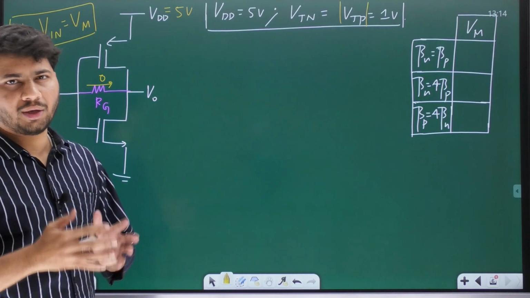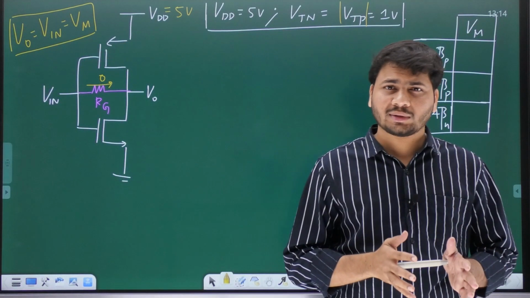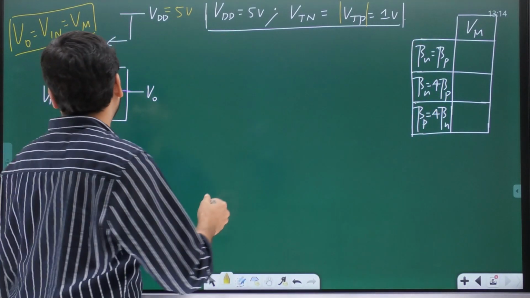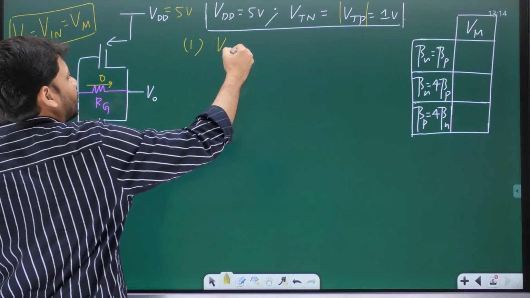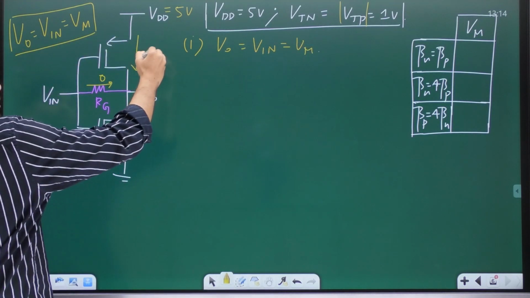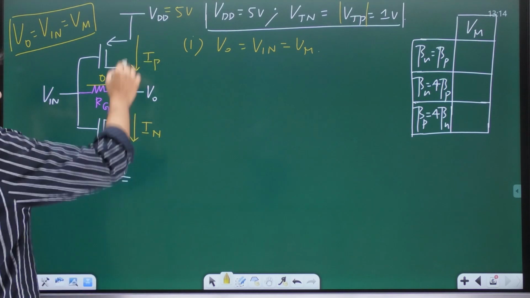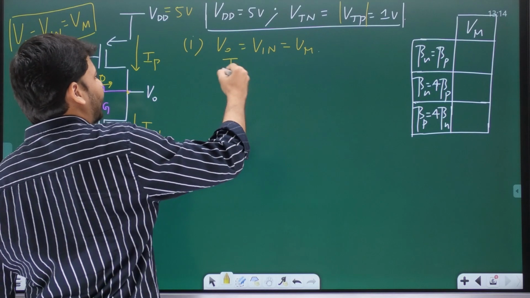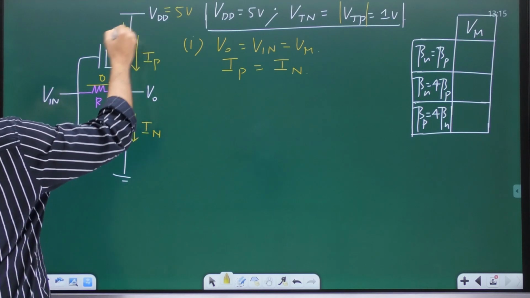First case is beta n equal to beta p. Again, beta n equal to beta p means mu n Cox W by L of NMOS is the same as mu p Cox W by L of PMOS, okay? Look at this. First case. First of all, V0 equal to Vn equal to Vm. And this current, as you already know, is Ip. And this current is In. And at the output node, Ip is entering, In is leaving. You just have to equate the two currents. So Ip must be equated to In, okay?